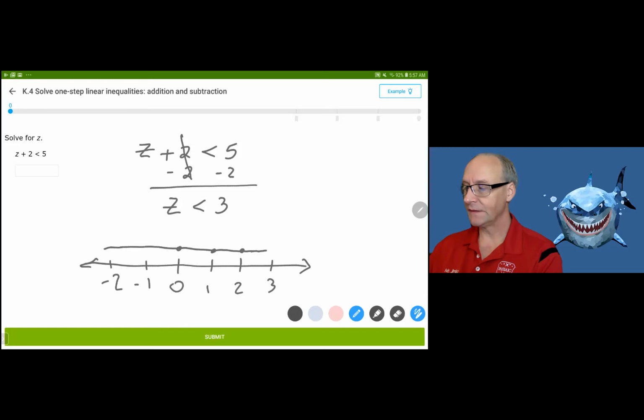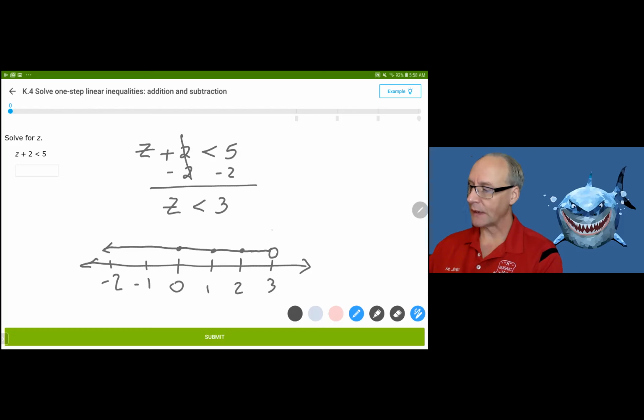Now the trouble is that it's going to be impossible to see the difference between 2.99 and 3 on a graph. And so what we do is we leave an open circle at 3 to indicate that 3 is removed from the solution set, or is not included, and all the numbers less than 3 are included.